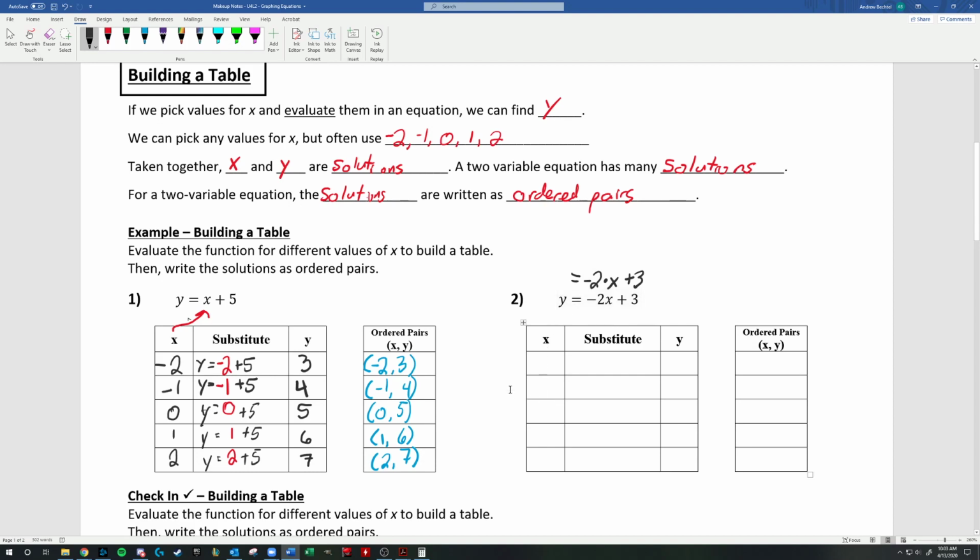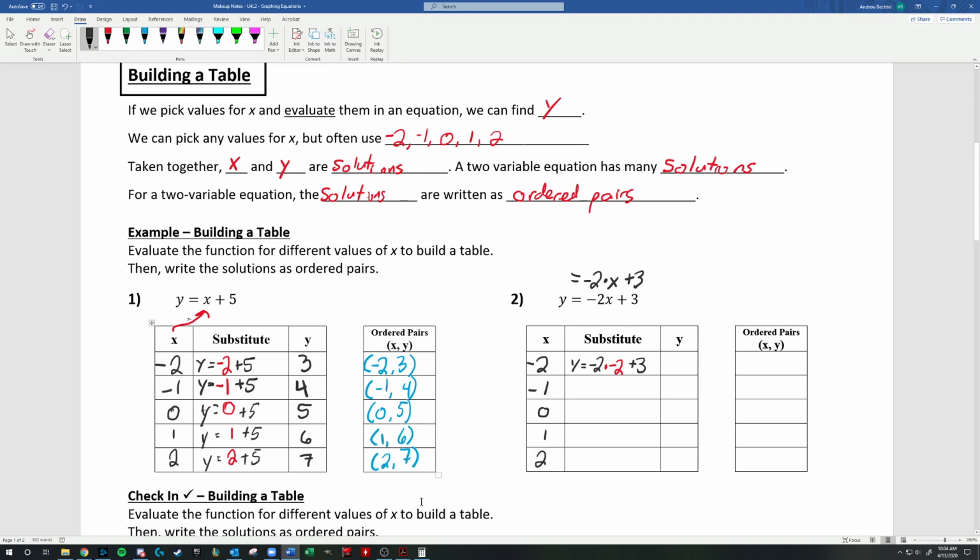We need to pick some values for x. You can pick whichever numbers you like. I'm going to use the tried and true negative 2, negative 1, 0, 1, and 2. I'm not going to write out the substitution for every row, but I'll write it out for the first few here. The equation is y equals negative 2, it's a negative 2x, so this would be negative 2 times negative 2 plus 3.